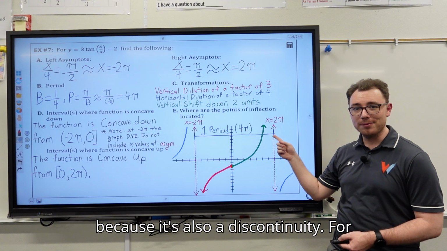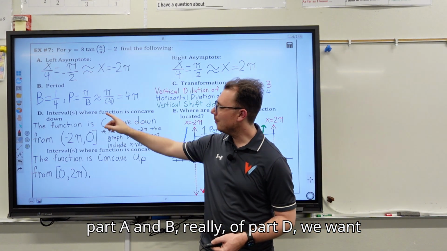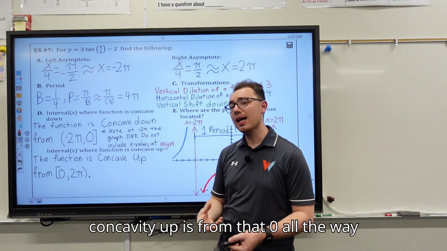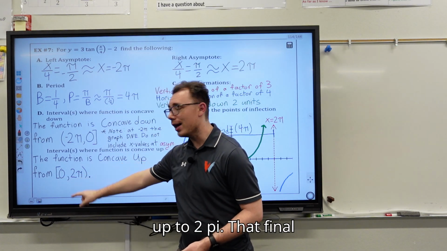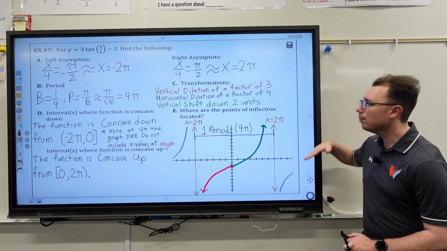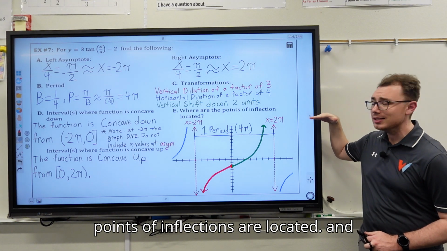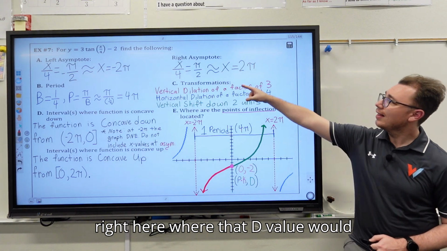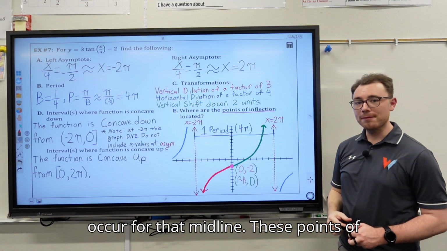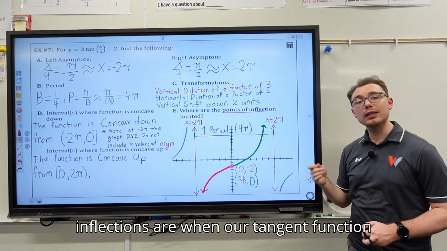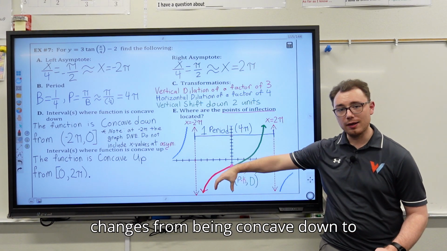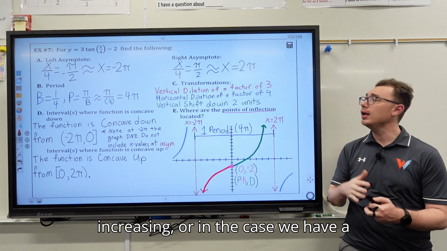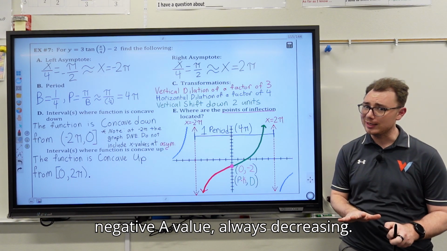because it's also a discontinuity. For part D, we want to state the interval for concavity down is from negative 2 pi to 0, while the concavity up is from 0 all the way up to 2 pi. That final part here is to identify where these points of inflection are located, and those points of inflection are located right here where that d value would occur for that midline. These points of inflection are when our tangent function changes from being concave down to concave up. It's still always increasing, or in the case we have a negative a value, always decreasing.